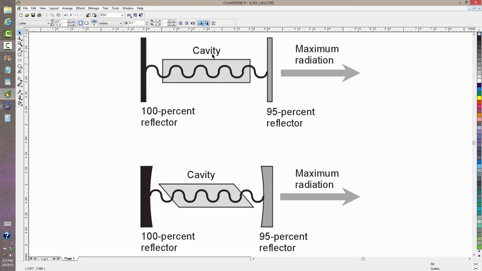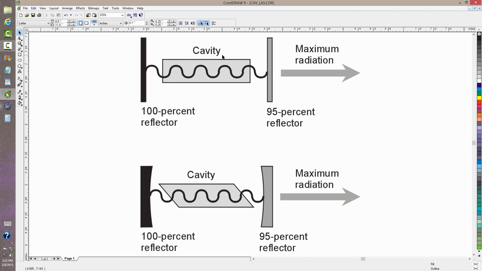As for what this cavity is actually made out of, it can be made out of a number of transparent solid substances such as ruby, and ruby laser is a very common type of laser. But laser actually stands for light amplification by stimulated emission of radiation, and can be theoretically done at any frequency, but most commonly at infrared invisible light.